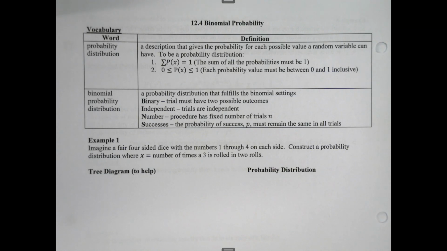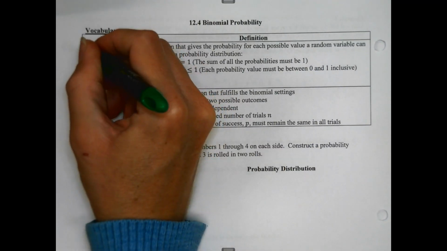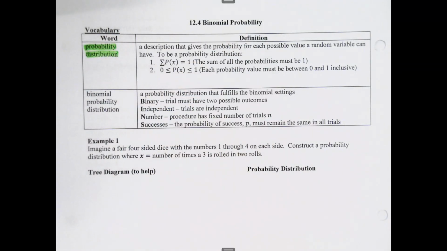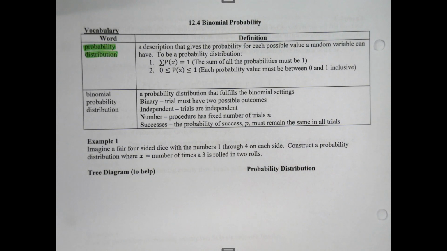We are going to look at section 12.4, which is binomial probability. We've seen probability distributions in one of the previous sections, but we're just going to remind ourselves what a probability distribution is. It is a description that gives the probability for each possible value that a random variable can have.